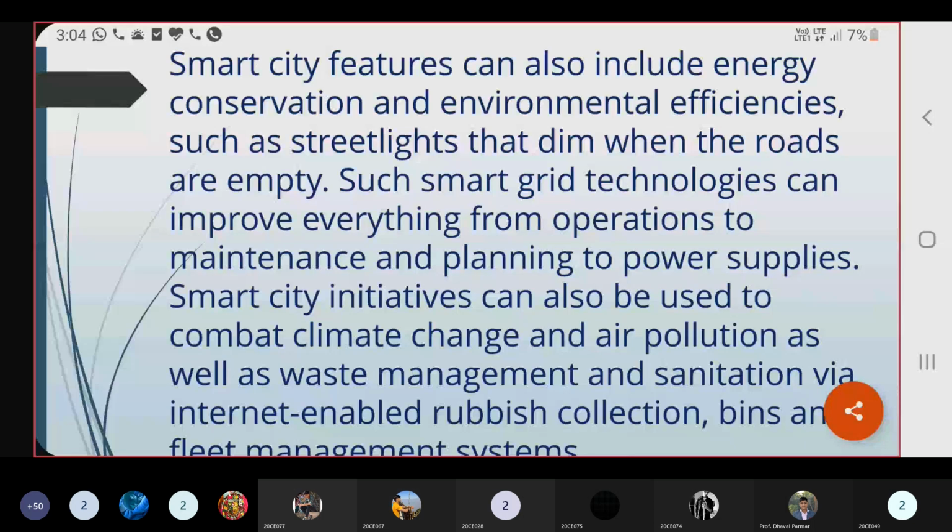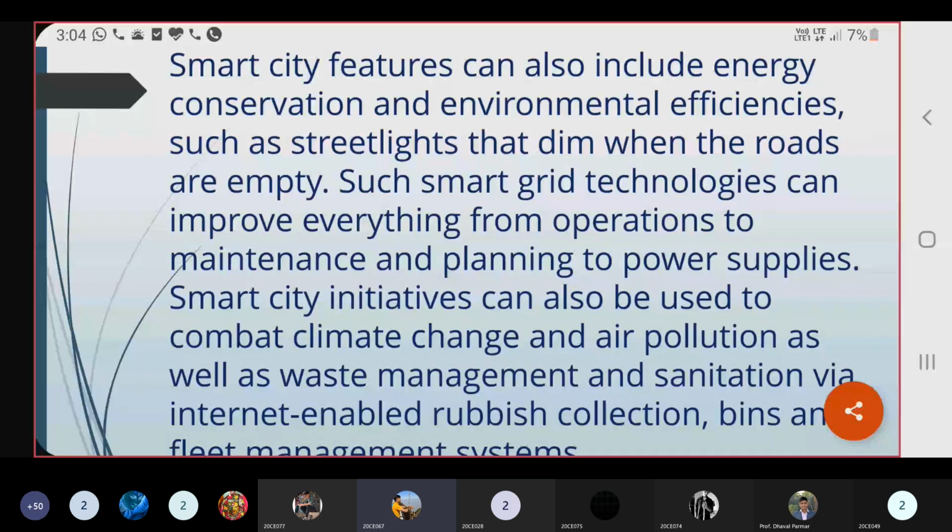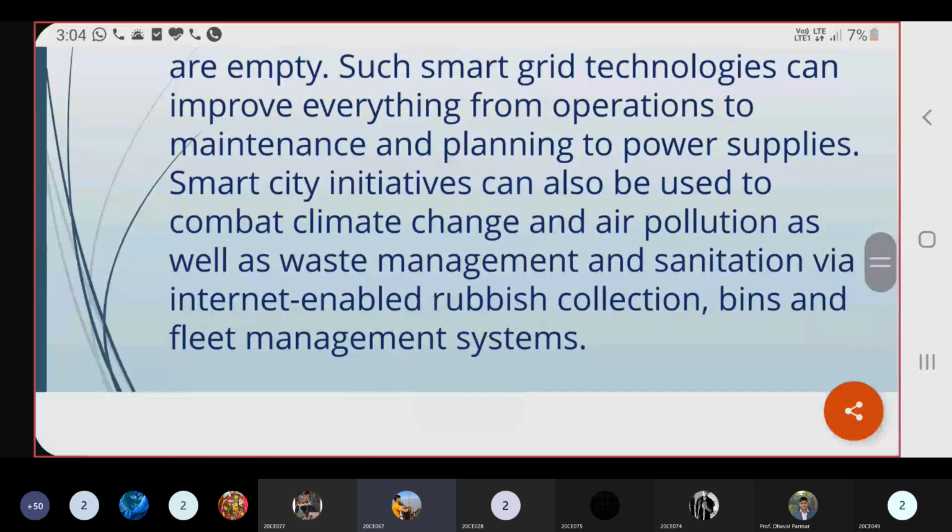Smart city features can also include energy conservation and environmental efficiencies, such as street lights that dim when the roads are empty. Smart grid technologies can improve everything from operation and maintenance to planning and power supplies. Smart city initiatives can also be used to combat climate change and air pollution, as well as waste management and sanitation, with internet-connected rubbish collection bins and fleet management systems. Now, further, my group member will continue, sir.